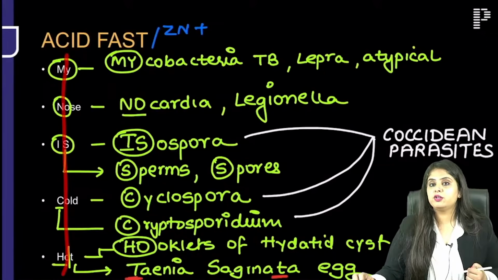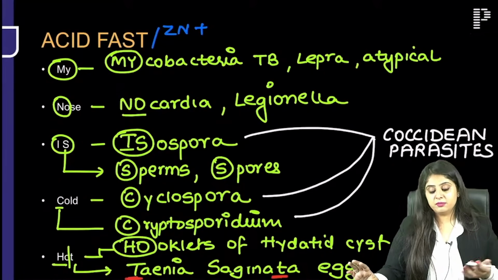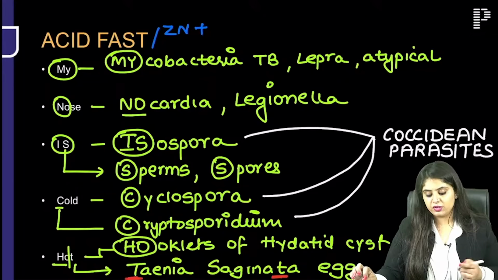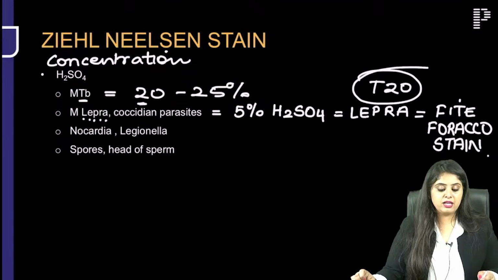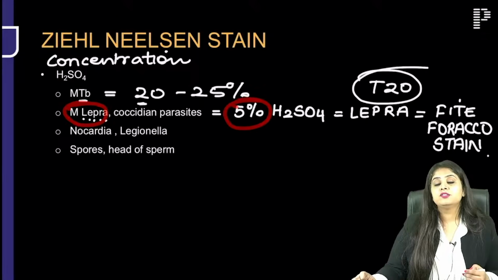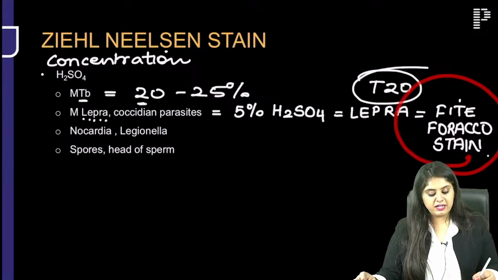Then they will say, okay, other than TB, do you know what all is ZN stain positive? Don't tell them this mnemonic of yours, my nose is cold and hot. Just tell them this. Then they will be like, what should I ask him or her more? They will say, okay, for TB you use 20% H2SO4. Can you tell me for lepra what do you use? So you will say, we use 5% H2SO4, sir, and that stain is known as Fite-Faraco stain.